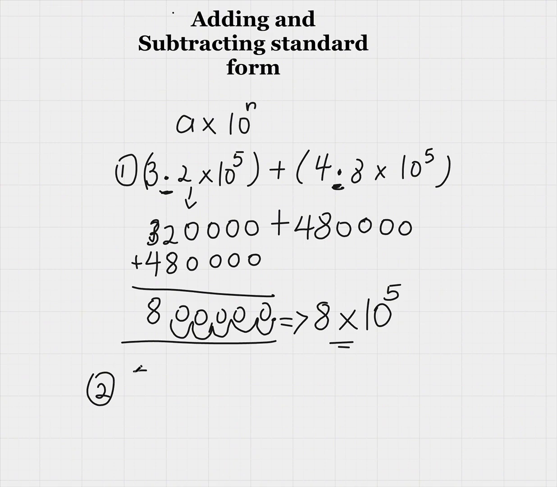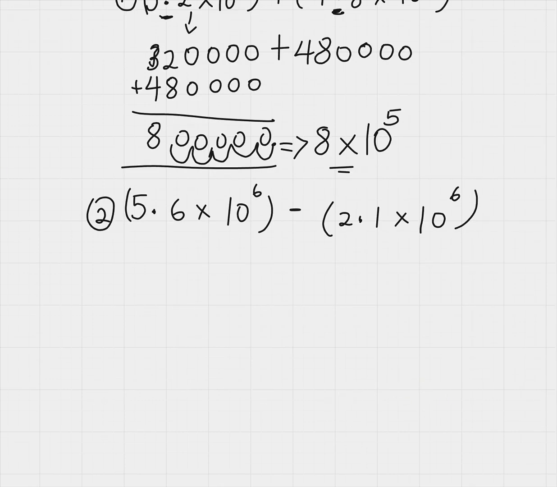So 5.6 times 10 raised to the power 6 minus 2.1 times 10 raised to the power 6. So with subtracting, it's also going to follow the same order. We're going to have to convert the standard form into ordinary numbers.